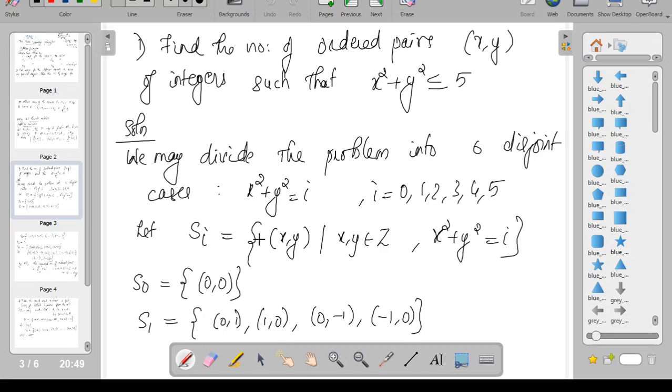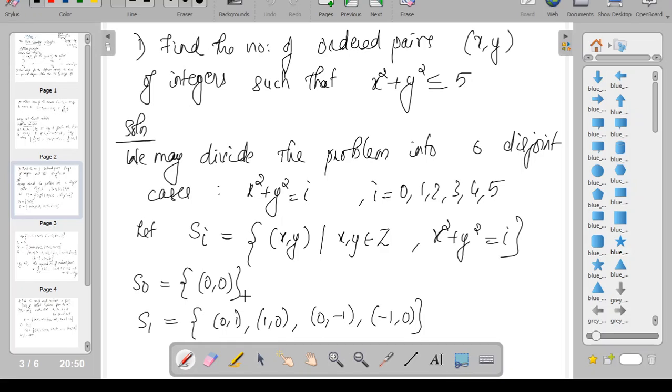Let Si be the set of all (x, y) such that (x, y) belongs to Z and x square plus y square is equal to i. So i will be equal to 0, 1, 2, 3 up to 5. Now the first set S0 is the set of all (x, y) such that x square plus y square is equal to 0. That happens only when you take the point (0, 0).